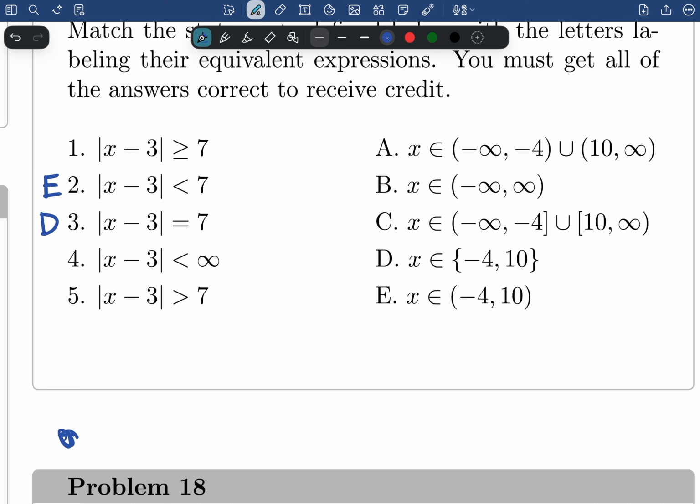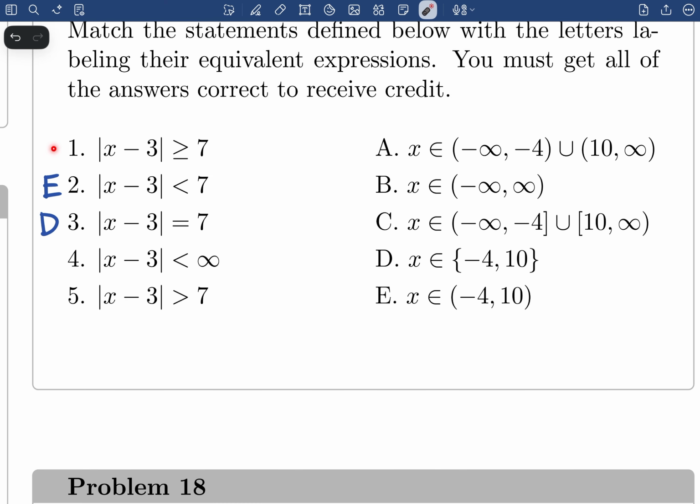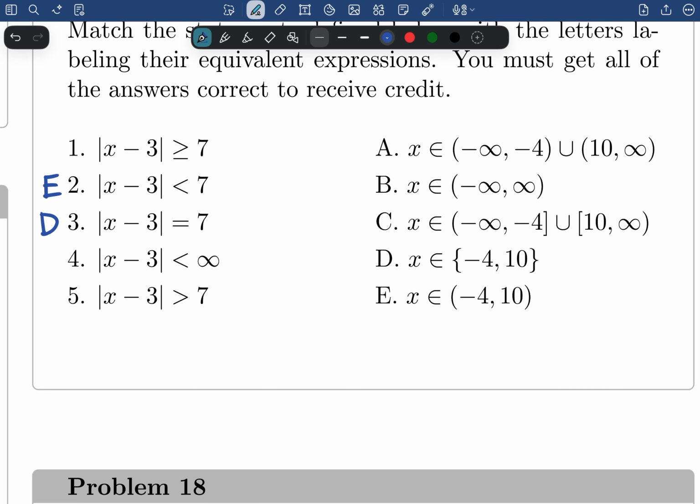Okay, moving forward, we still have 3 inequalities to decide what the answers are for A, B, and C, here, here, and here. Now, let's go ahead and play with this one. The absolute value of x minus 3 is greater than 7. So I'm going to take the stuff in the absolute value, x minus 3, and set it less than negative 7. And then x minus 3 and set it greater than 7.